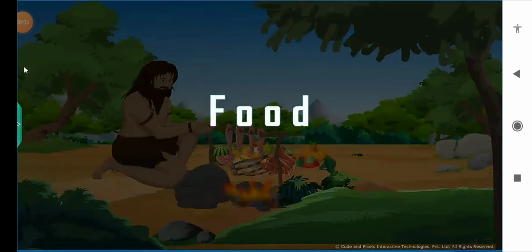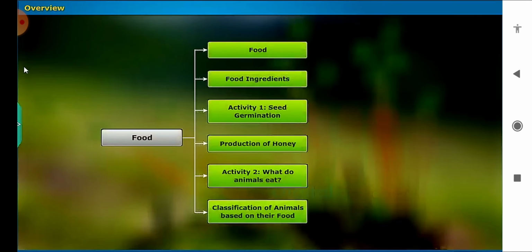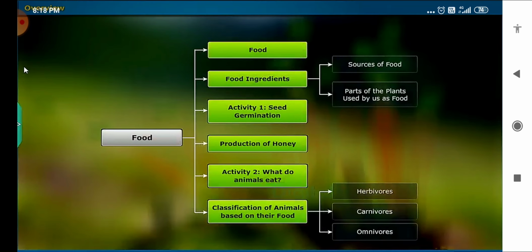Welcome to the chapter Food. This slide presents the overview of the chapter.